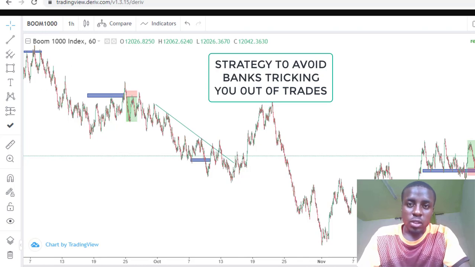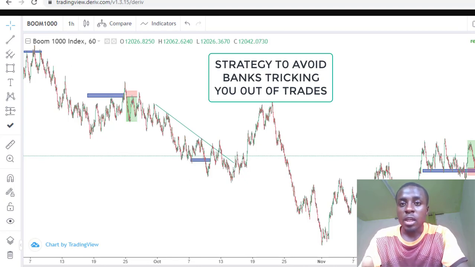Boom and crash strategy. Do you know why sometimes you place your trade and then it spikes and hits your stop loss, and later on you see the trade move in your favor after it has taken you out of the market? One of the reasons why that usually happens is because of the institutions and the banks. Sometimes they manipulate price and cause price to hit retail traders' stop losses before they can actually have much liquidity to take trades.